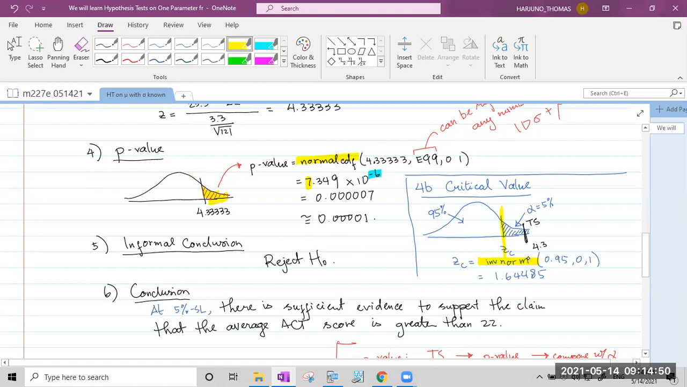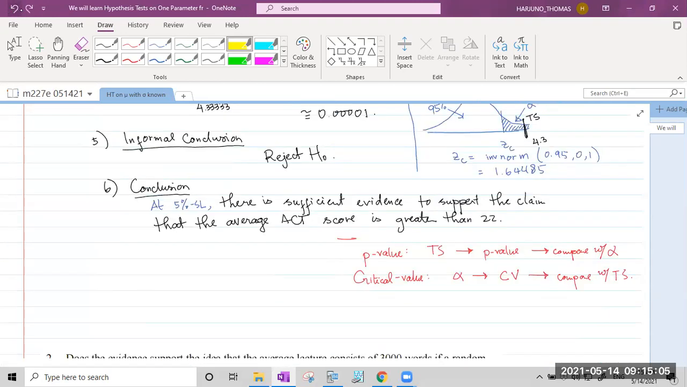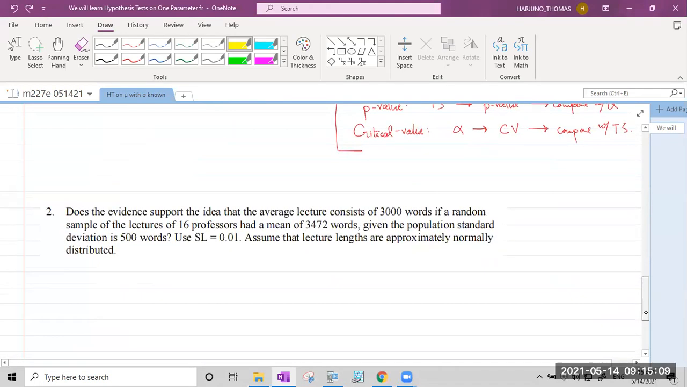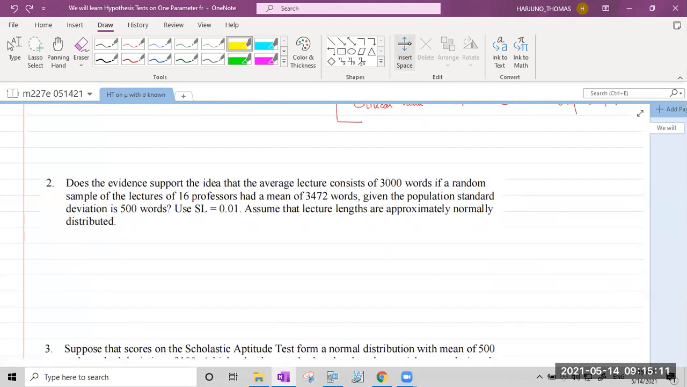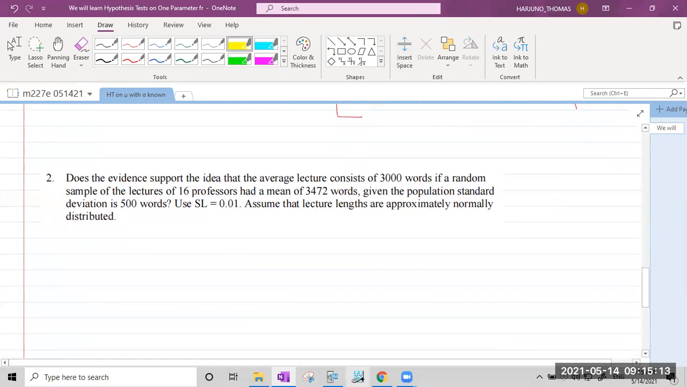Okay. Now in our next question, you see that our test statistic is in the tail region, so we still come up with the same conclusion. We reject null hypothesis, right? The conclusion always needs to be the same. Now let's do question number 2. And then after that, we'll do question number 3, and then we take a break. Okay, let's finish this one first.